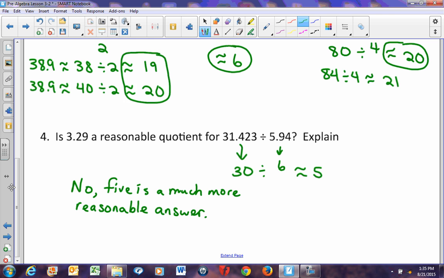So this is rounding and estimating. This is estimating decimal products and quotients. Not complicated, but remember, the whole key issue here is to try to make your computations easier so that you don't have to write down and do longhand multiplication or longhand division.